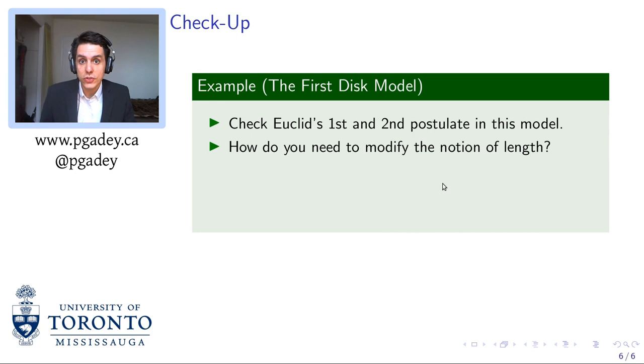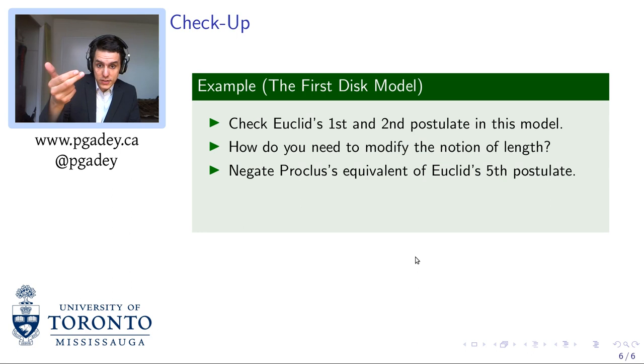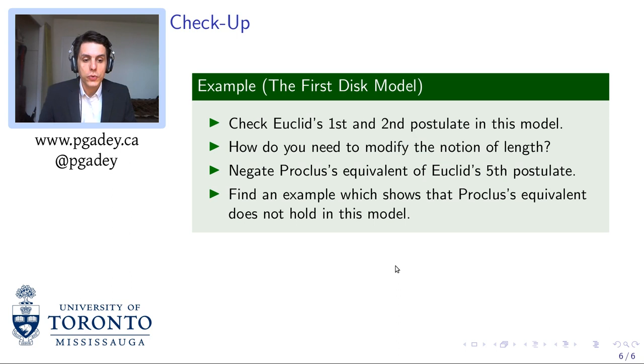Okay, then negate Proclus's equivalent of Euclid's fifth postulate. Take the statement of Proclus's equivalent and negate it, and find an example which shows that Proclus's equivalent does not hold in this model. Okay, so play around with the first disk model. See what you can do in your explorations of non-Euclidean geometry. And we'll follow this up and explore the first disk model in other videos. Thank you very much.